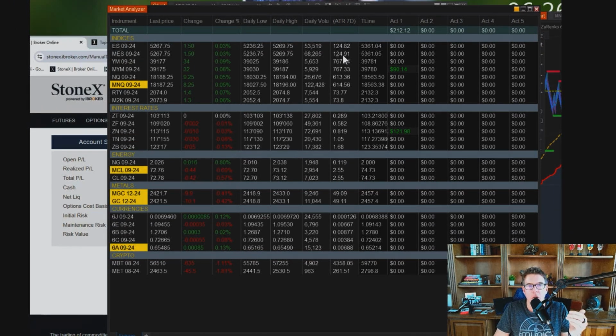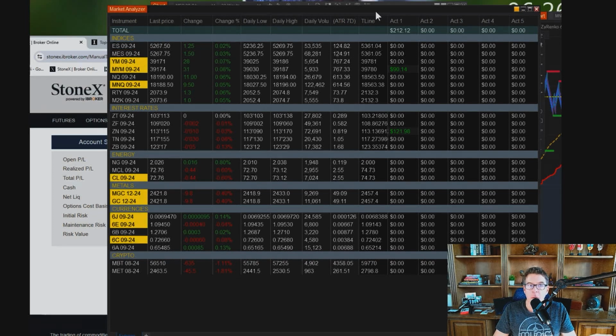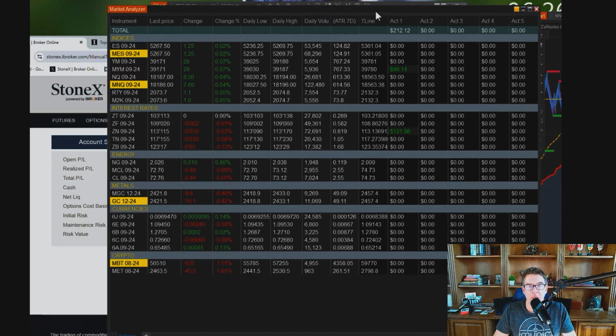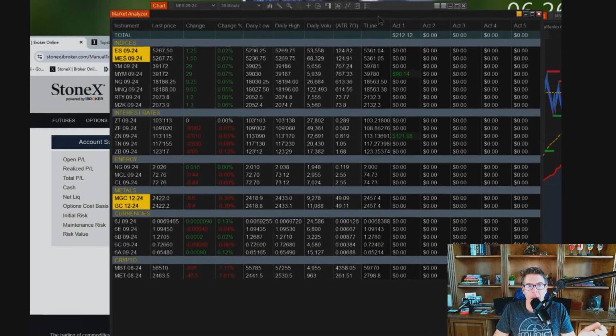So the MES currently has a 7-day ATR for 1 day. That means that the expected price movement will be 125 points. Now, if you're not familiar with what that number really is, and most of you probably wouldn't be, that is about 2 to 3, almost 4x what it can typically be. So we have recently experienced a massive jump in volatility, and here's how we're going to actually use that.